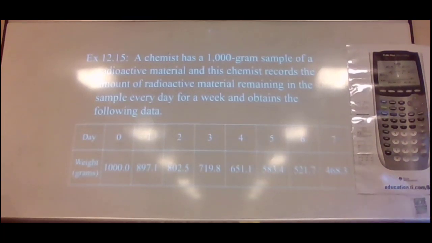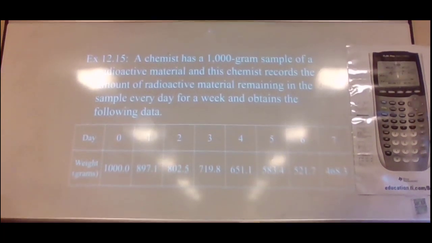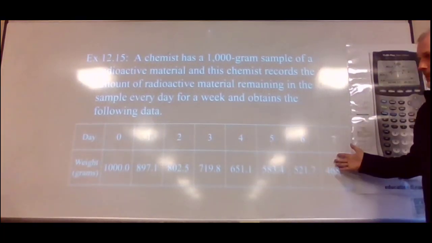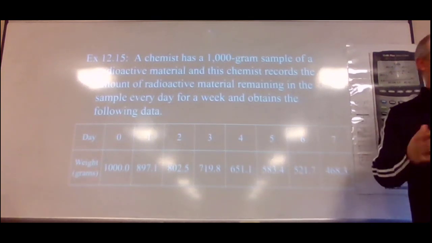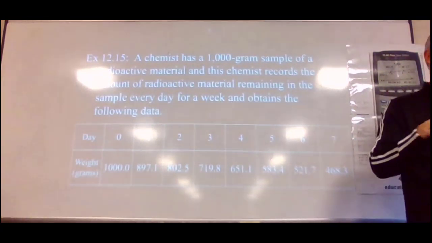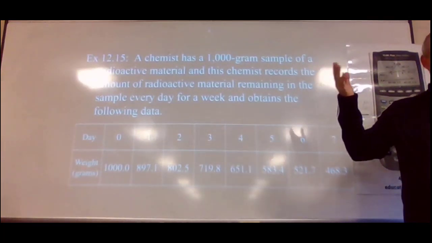Okay, so example 12.15 here says a chemist has a 1,000 gram sample of a radioactive material, and this chemist records the amount of radioactive material remaining in the sample every day for a week and obtains the following data. So we're going to have this data right here. Now, does anybody remember anything about radioactive materials? You would have talked about this in college algebra.